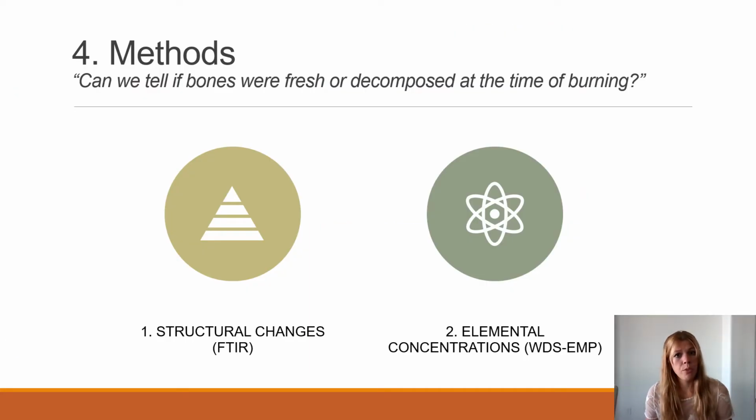To address this question of whether the bones were burned fresh or decomposed, I attempted two methods in this paper. So the first one was investigating the structural changes by Fourier transform infrared spectroscopy, or FTIR. Spoiler alert, this was great at distinguishing between unburnt and burnt bones, but was not helpful answering our question. The second one was elemental concentration measured by the wavelength dispersive detector of the electron microprobe. This one actually gave me results which can inform on the postmortem interval.